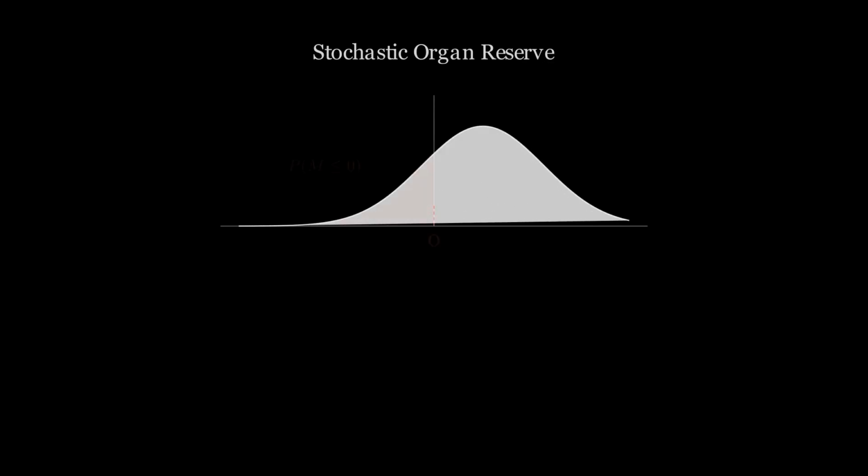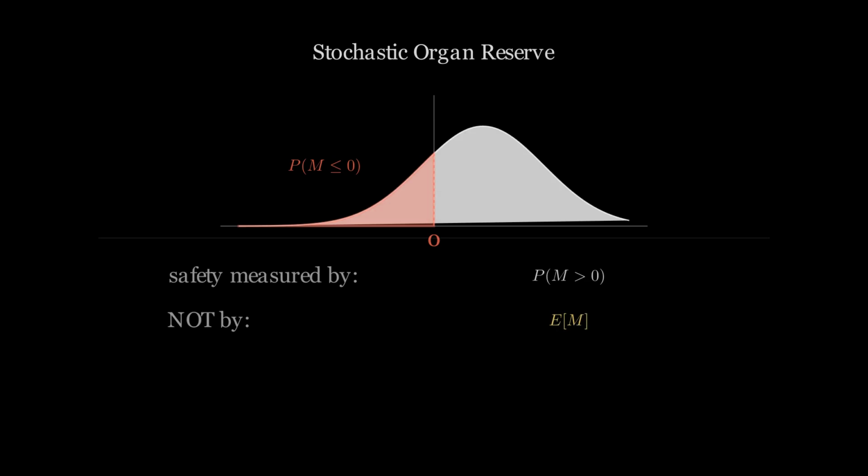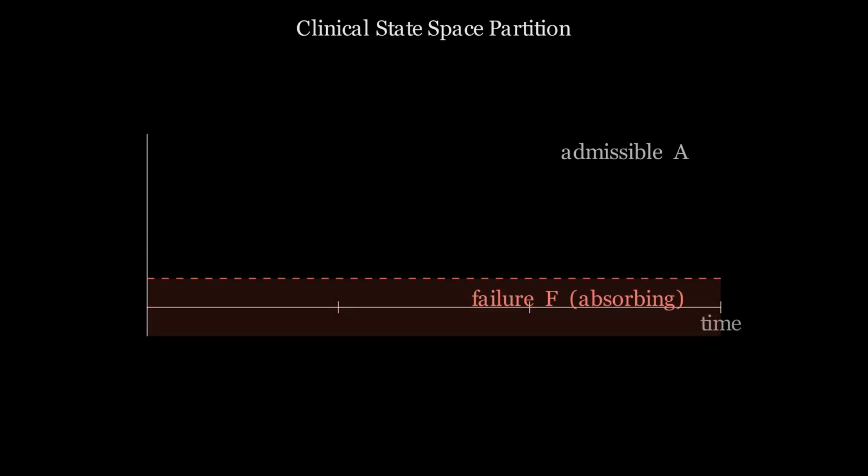When organ capacity and physiological demand both fluctuate, the safety margin becomes a variable quantity. Clinical safety is measured by the probability that reserve remains positive, not by the average value of remaining reserve. The patient's physiological state space is partitioned into viable and failure regions.